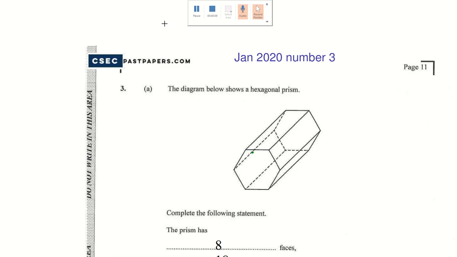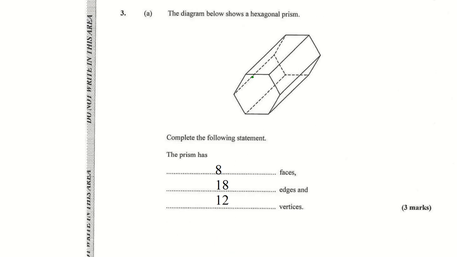The question number 3 says the diagram below shows a hexagonal prism. Complete the following statement. The prism has how many faces? So if we count, 1, 2, that's the flat surfaces, right? 1, 2, 3, 4, 5, 6, 7, 8. Already put the answer there, 8.